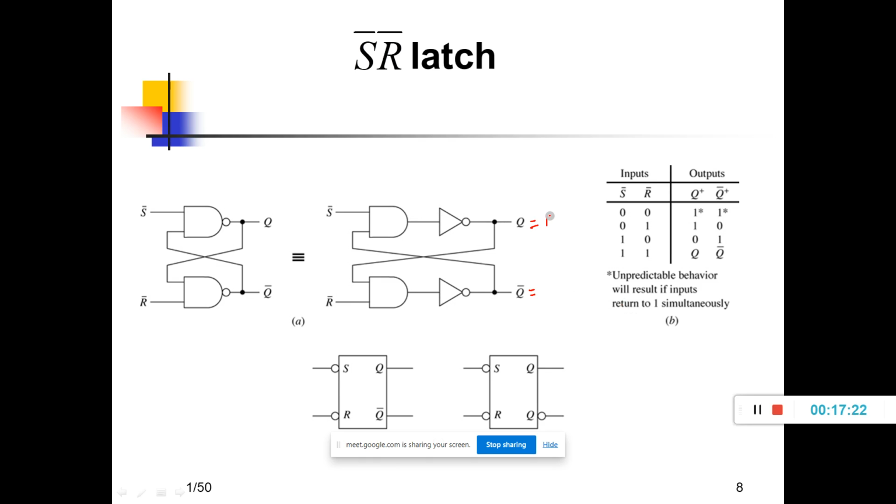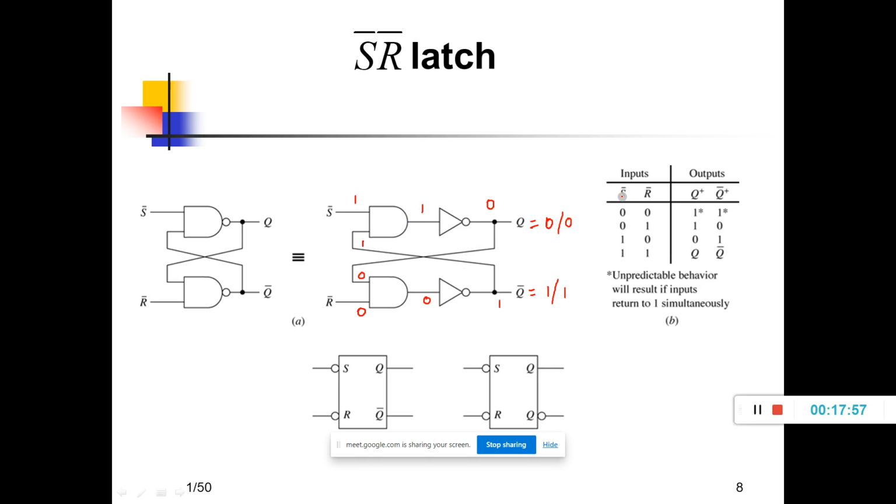So here when I assume Q is 0, Q bar is 1, I will apply 1 and 0. Let me see what happens. S bar is 1, R bar is 0. Okay, so this 0 will come here. This 1 will go here. 1 and 1, I will get 1 here. 1 bar, I will get 0. Next 0 and 0, I will get here. 0 bar, I will get 1. So here I am getting 0. Here I am getting 1.